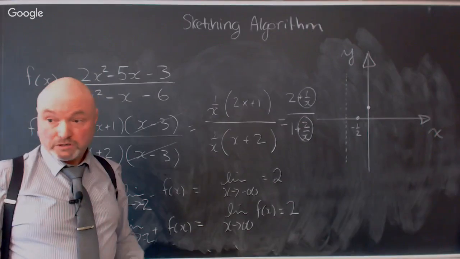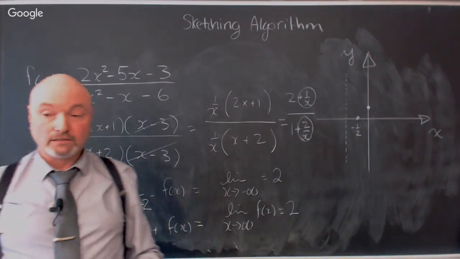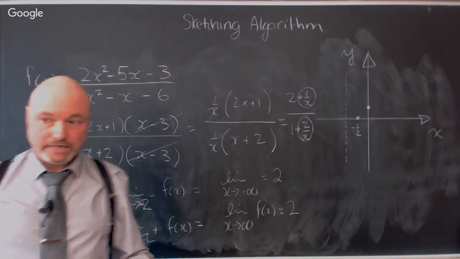I'll just quickly show you a second way. The second way is a little bit more robust because it picks up oblique asymptotes.